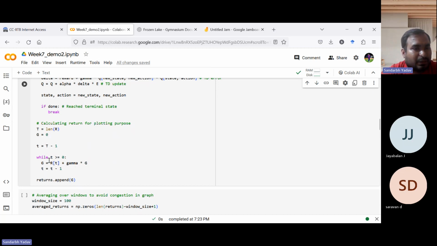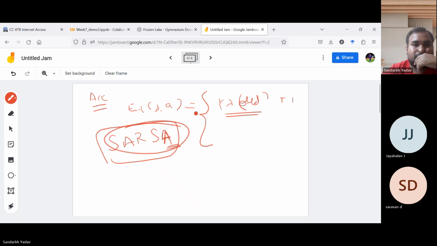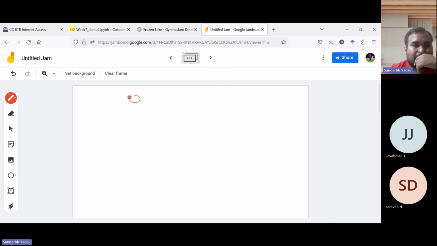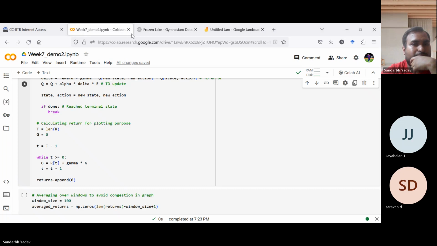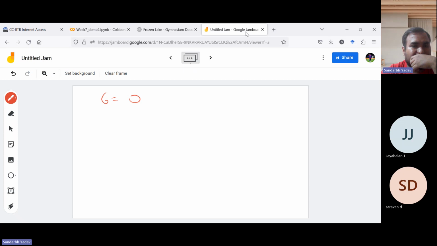So initially our G is 0. We are taking it in the reverse manner. So maybe I'll give you an example. We have the initial value of G as 0, right? Now let's see what is happening in this. So we have G T minus 1. Suppose we are doing it for 10 steps, so we can take T equals 9. This is because in Python the indexing is 0 to 9. So we have T equals 9.